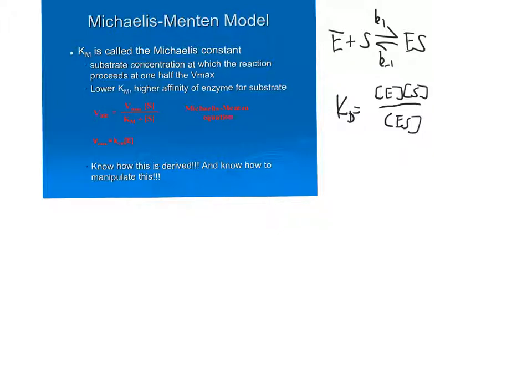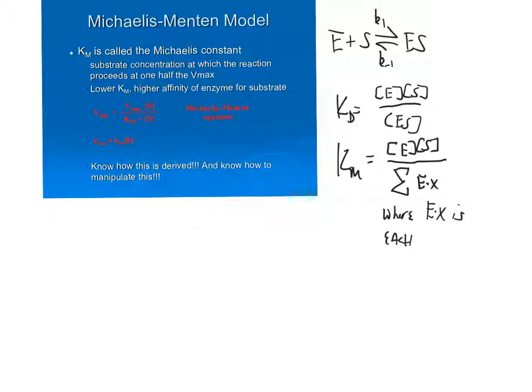It's a dissociation constant. Km, this is the mathematical definition. It's also, technically it is a dissociation constant, but it's not a dissociation constant just based off of ES. So if there's only one enzyme-bound species, Kd and Km are the same.